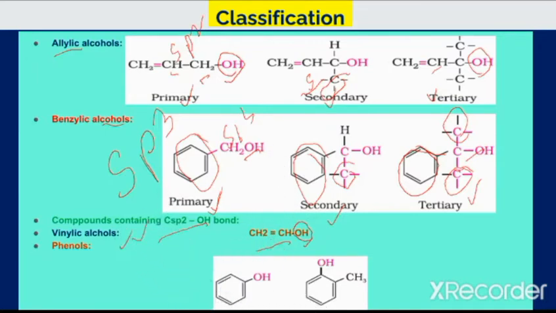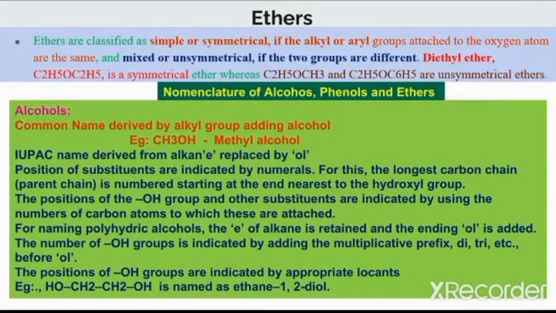And in the case of phenols, in the benzene ring, one of the hydrogens is replaced by the hydroxy group. Those are known as phenols. They may also contain some other substituents, and all of those come under the phenolic compounds. So in this case, the carbon undergoes sp2 hybridization. Next compounds are ethers.